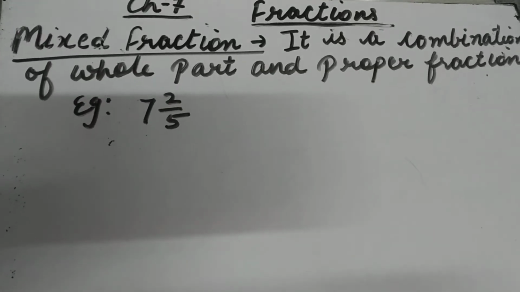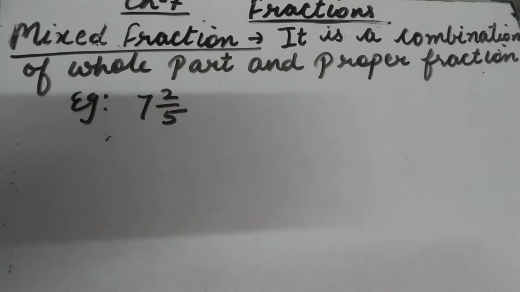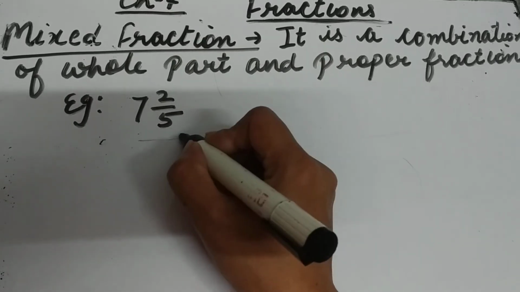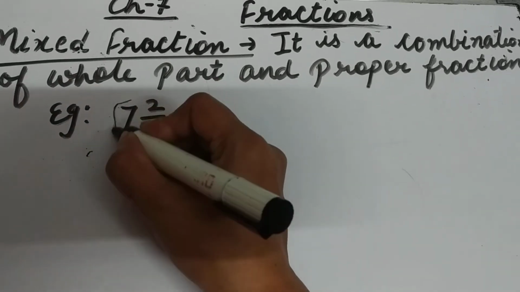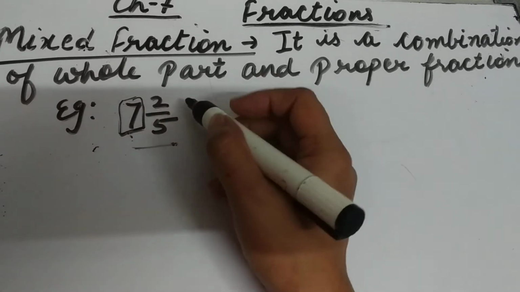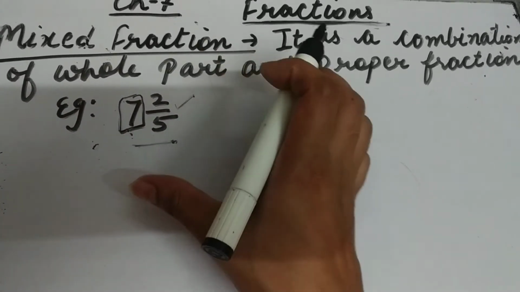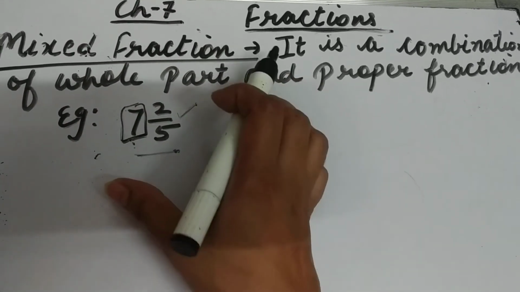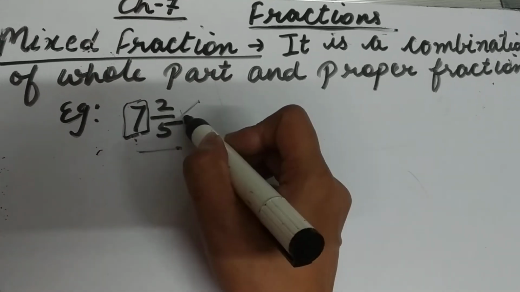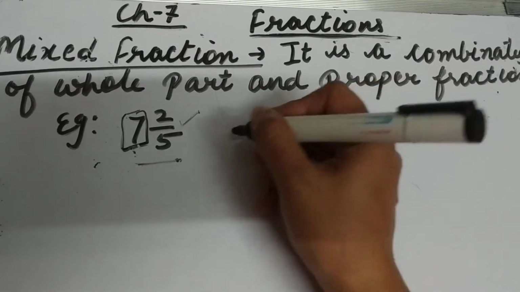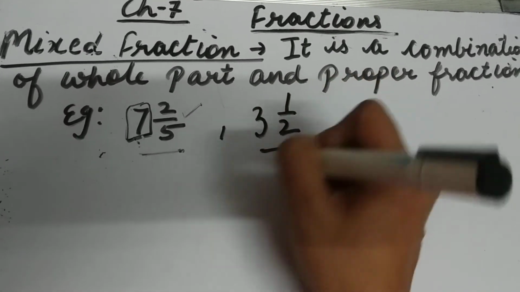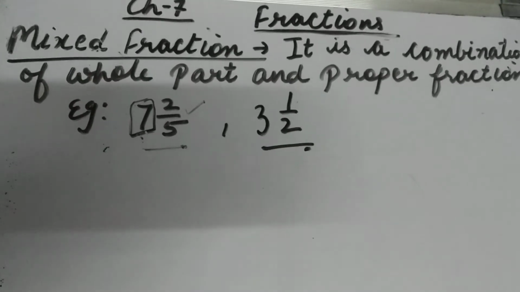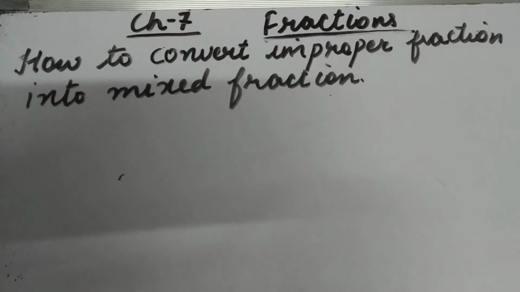Next is mixed fraction. What is a mixed fraction? It is a combination of a whole part and a proper fraction. See, this 7 2 upon 5 is a mixed fraction because it is a combination of a whole number part, this 7, and a proper fraction, 2 upon 5. A proper fraction is a fraction in which the numerator is smaller than the denominator. Take one more example. See, 3 1 by 2. This is also a mixed fraction. This 3 is our whole number part and 1 by 2 is the proper fraction. So a mixed fraction is the combination of a whole part and a proper fraction.